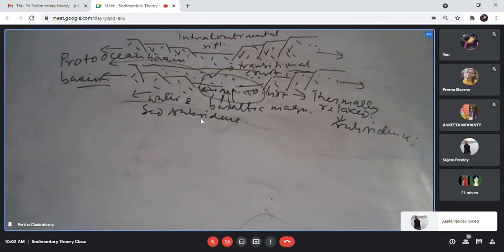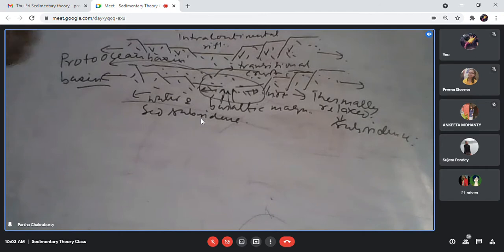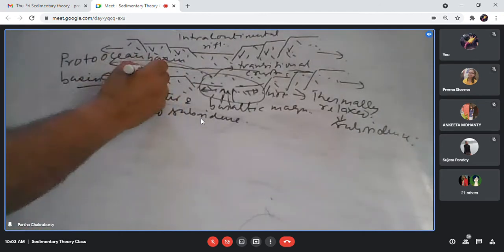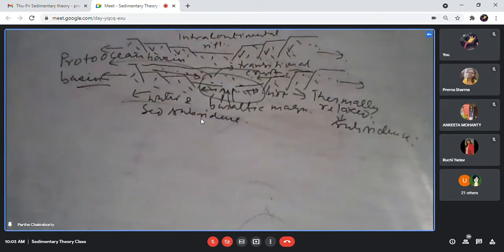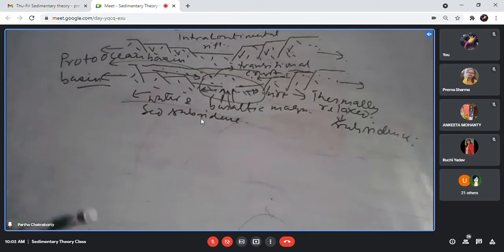Okay, and this proto-ocean basin, what kind of sediment will it get? It will get sediment from the continental crust on either side of the basin. So the proto-ocean basin will essentially get arkosic sediment, derived from the continental crust on either side of the rift.